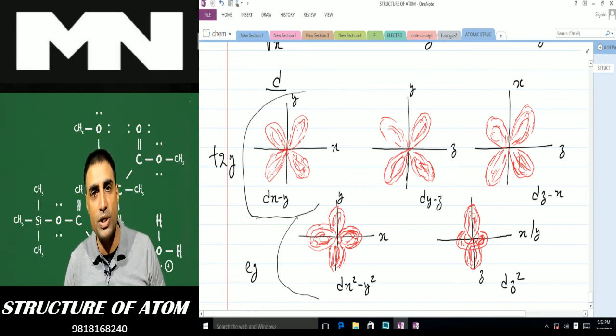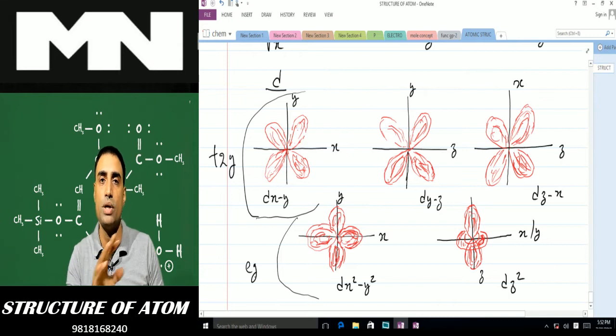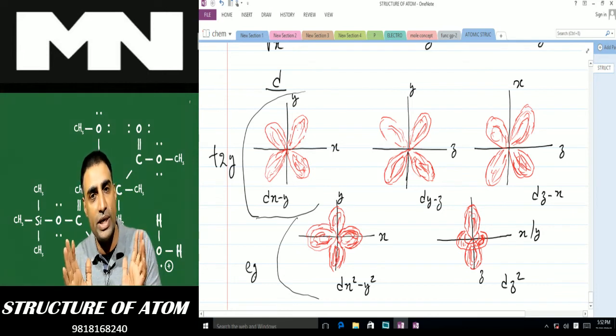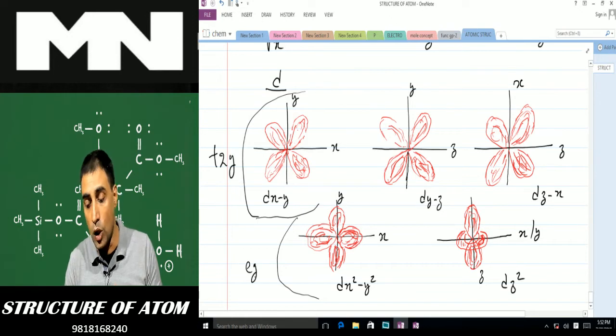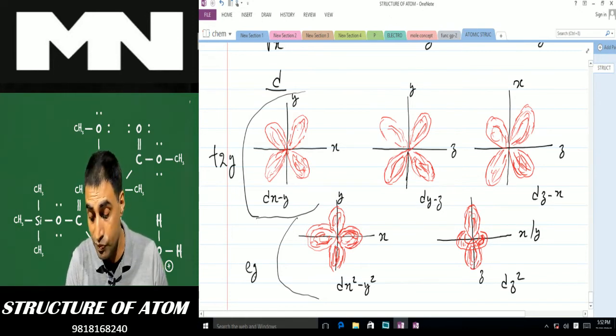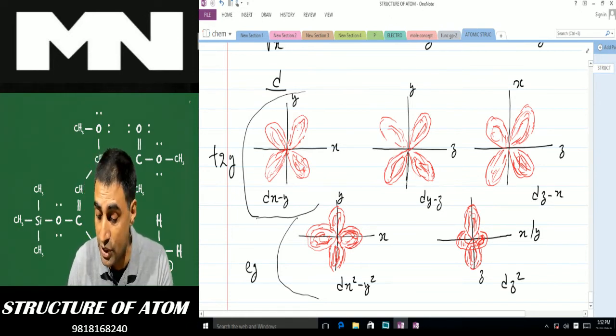So the d subshell has got a double form. The electron can orient in 5 different ways, where they can directly orient on the axis, like x square minus y square and z square. Those are eg orbitals. Or they can orient between the axial planes, like between x and y, y and z, and z and x. Those are known as t2g orbitals. So this is what the shape of the d subshell is.